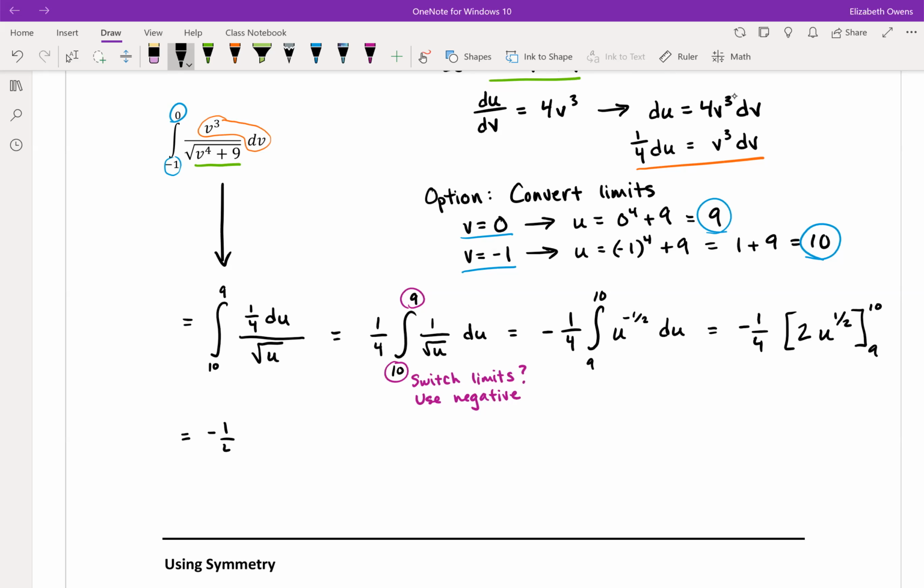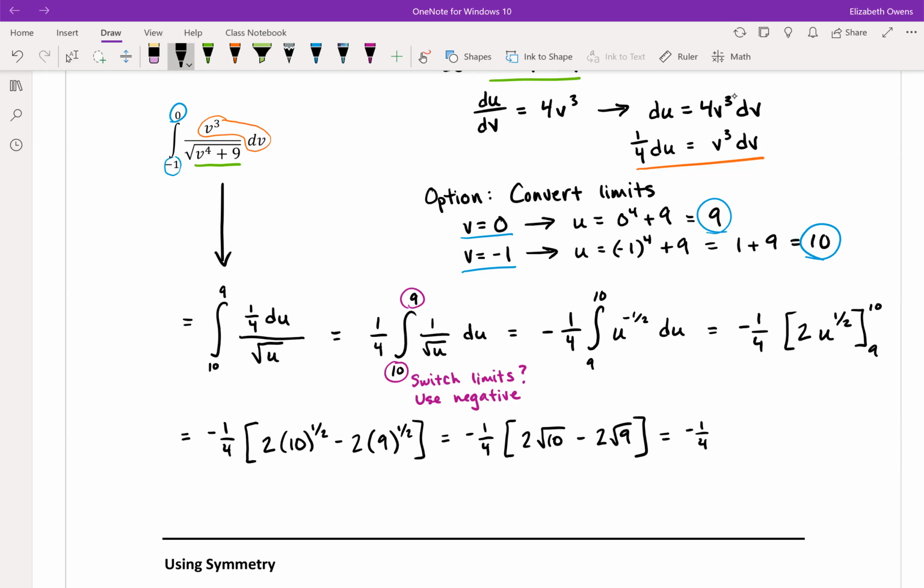And now we're going to evaluate. We're going to have 2 times 10 to the 1/2, and then -2 times 9 to the 1/2. And remember, those are just square roots: 2 square root of 10 minus 2 square root of 9. So we're going to be able to simplify that for sure.